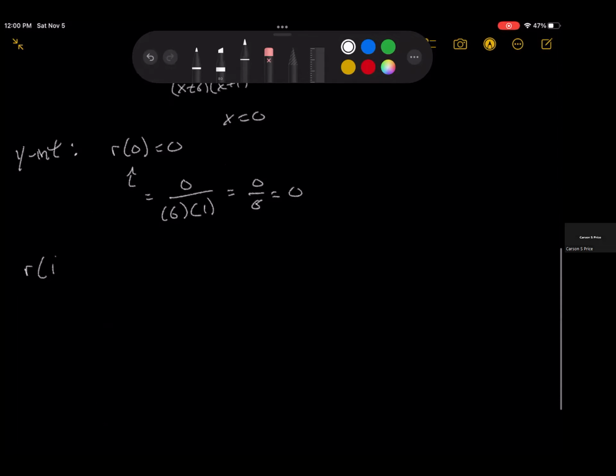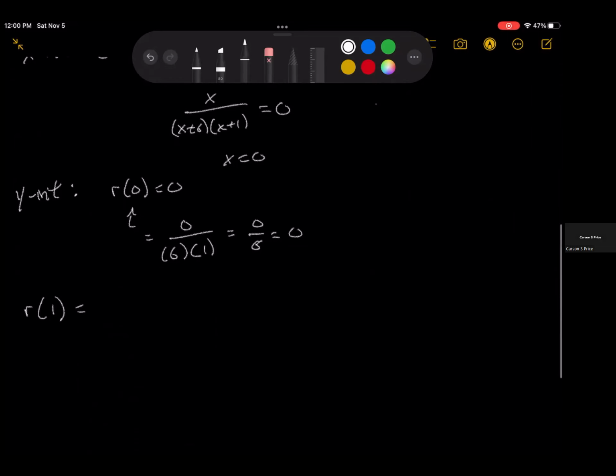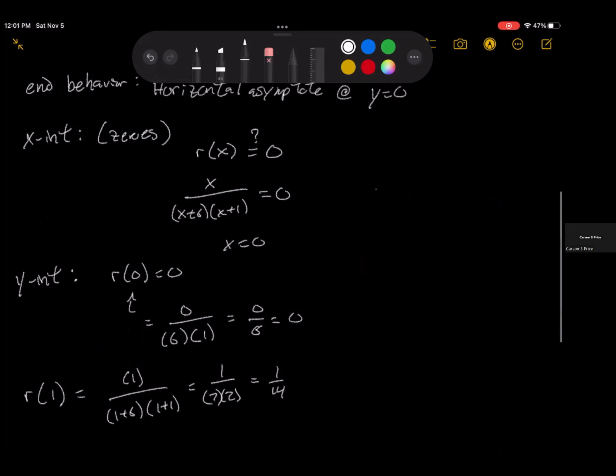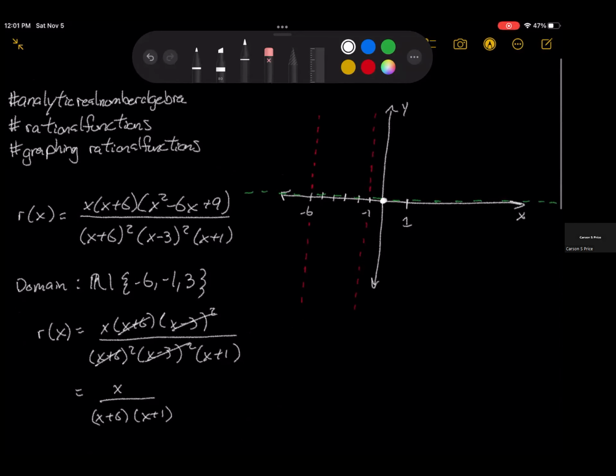What is r of 1? Using that form of the function, that is 1 over 1 plus 6, 1 plus 1. That gives me 1 over 7 times 2, or 1/14. So when x is equal to 1, the y value is 1/14, right? It's just barely above the x-axis there. But that's everything that I need. So I'm going to put my pencil right there at that point.